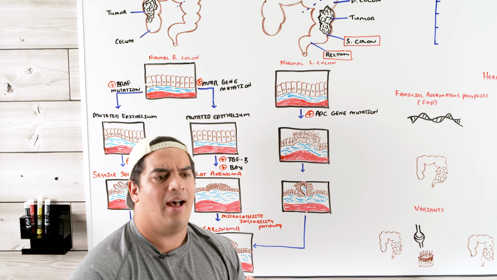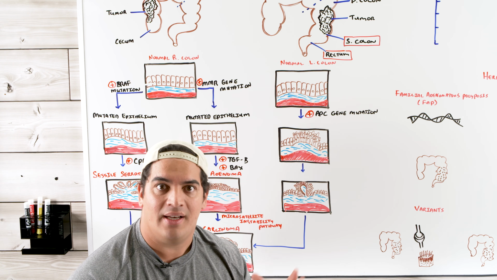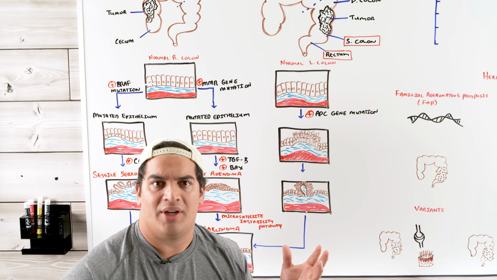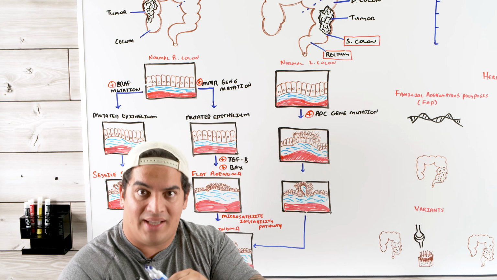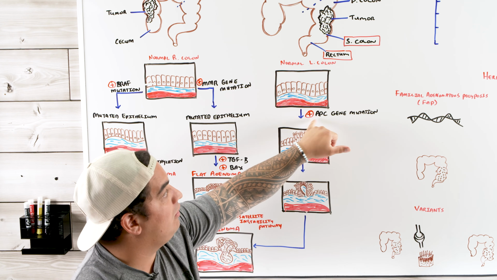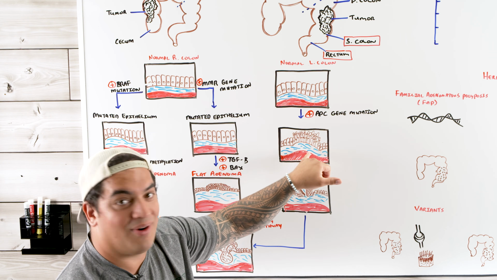APC is supposed to basically help to degrade a molecule called beta-catenin. Beta-catenin is a protein that basically helps to trigger your cell proliferation. So APC helps to break down beta-catenin so it doesn't cause uncontrolled cell proliferation. But if you lose that APC gene, what happens? Now the tissue starts proliferating.